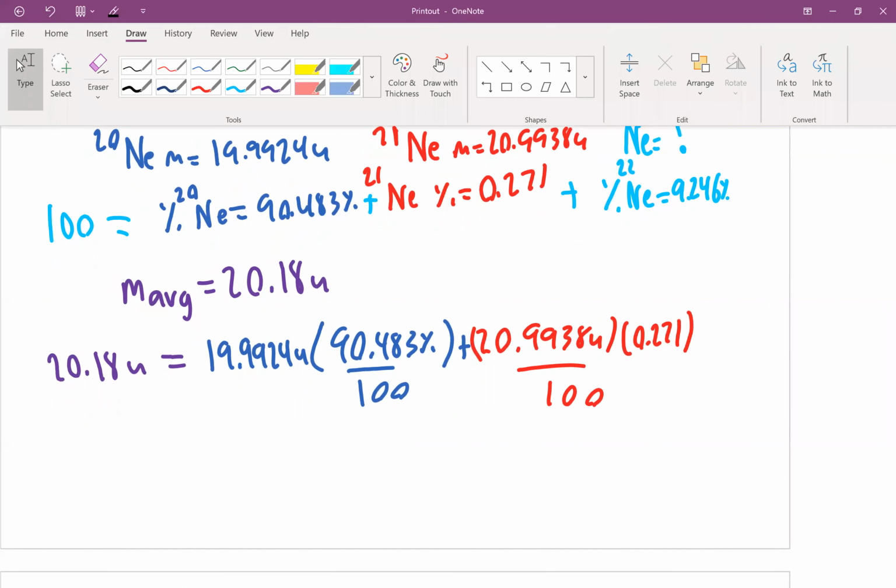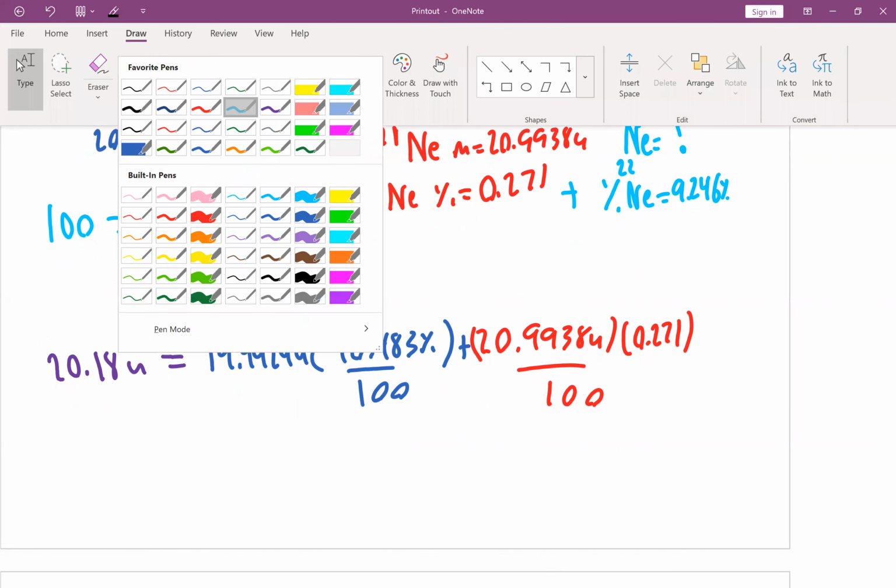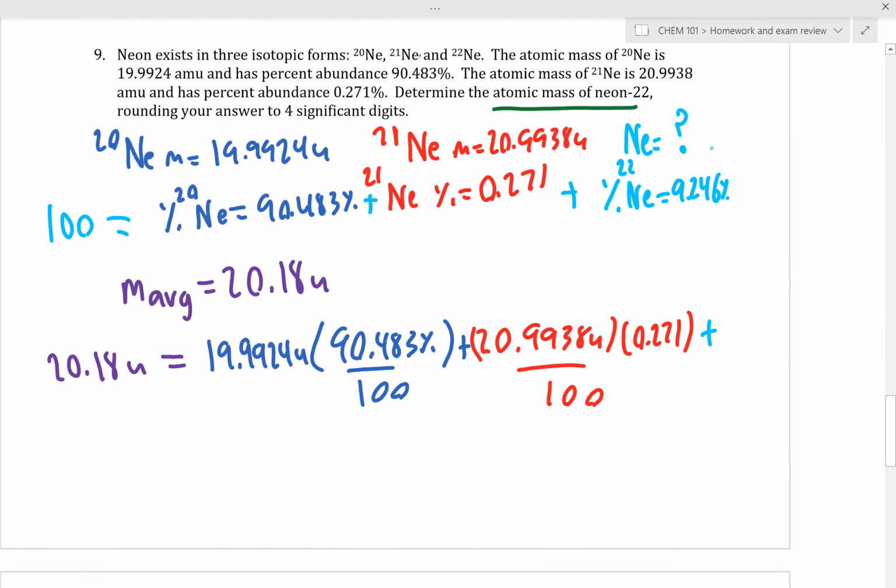Finally, we have the abundance of neon 22, which is 9.246 divided by 100, times the mass, which I'm going to call X. So all I have to do is solve for X, right? This is just turning into algebra. So to make things a little bit easier, I'm going to convert anything I can into a number, okay?